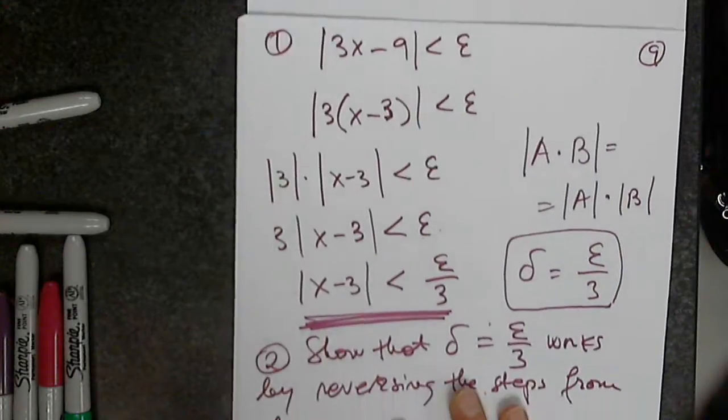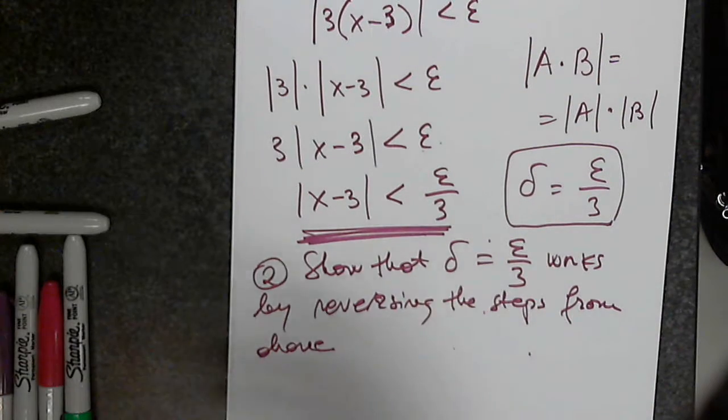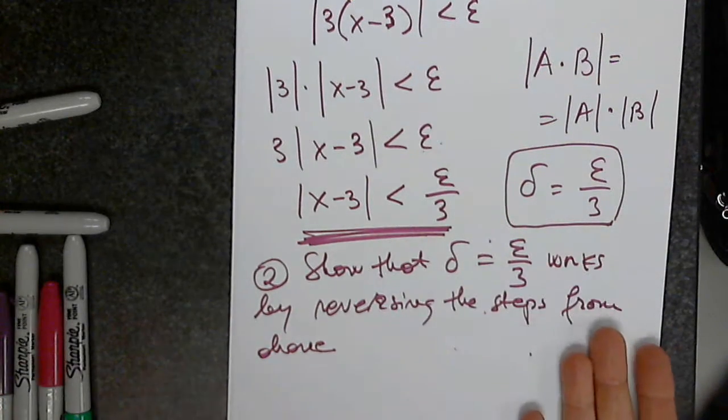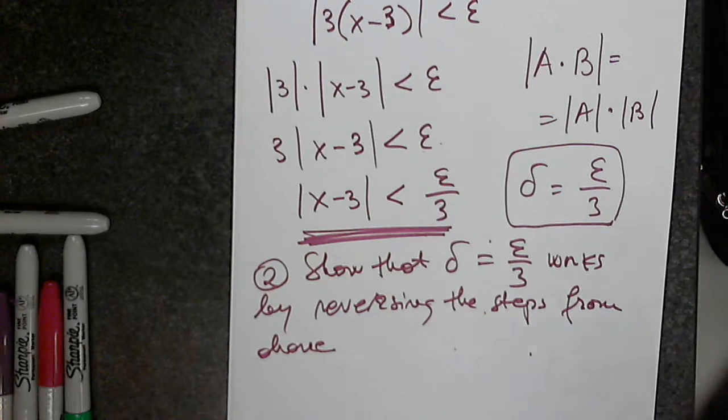So instead, I'll make it easy on you, and I just want you to write as the second step, show that delta equals epsilon over 3 works by reversing the steps from above. And I'm happy with that. And I think we should work on another problem. So let's pick a problem from page 117.